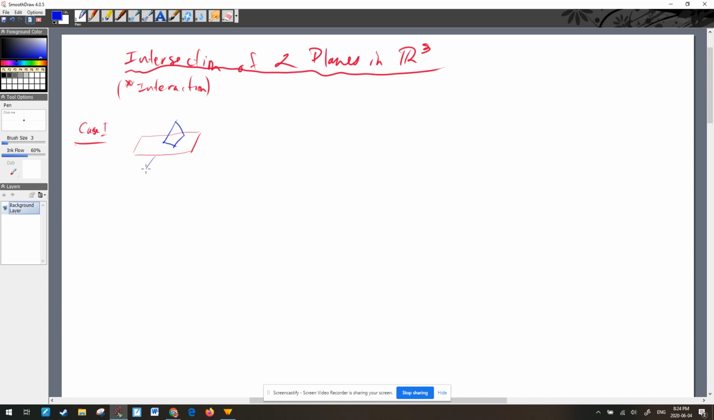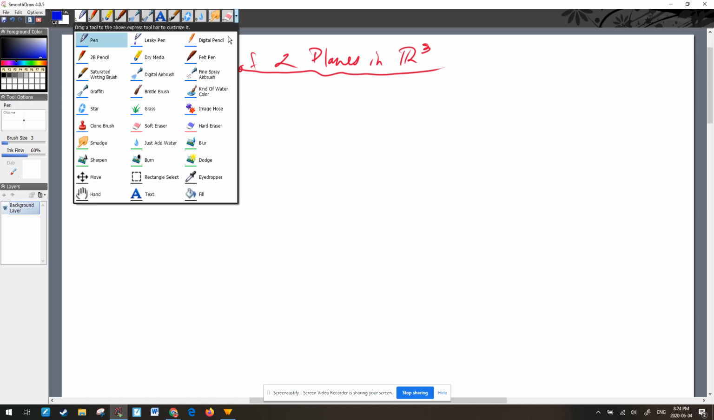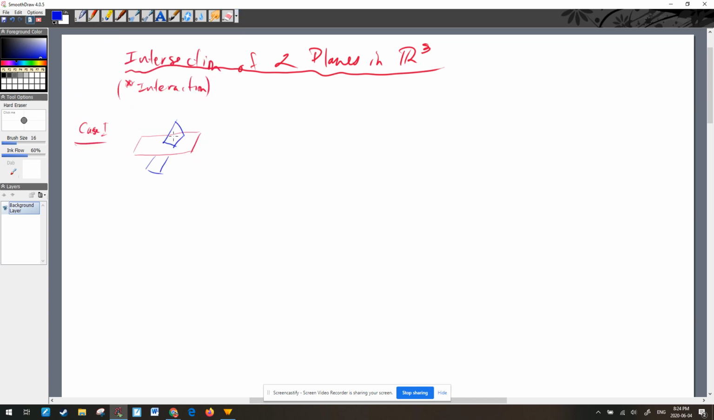And then it comes out this side, and I'll even clean that up a little bit. Let's get my art eraser. Okay, so there we go. What we have now is we have two planes. So this is pi 1, this will be pi 2.